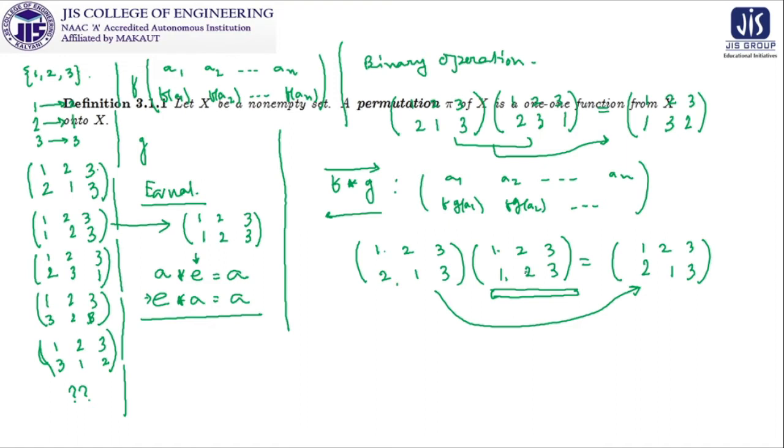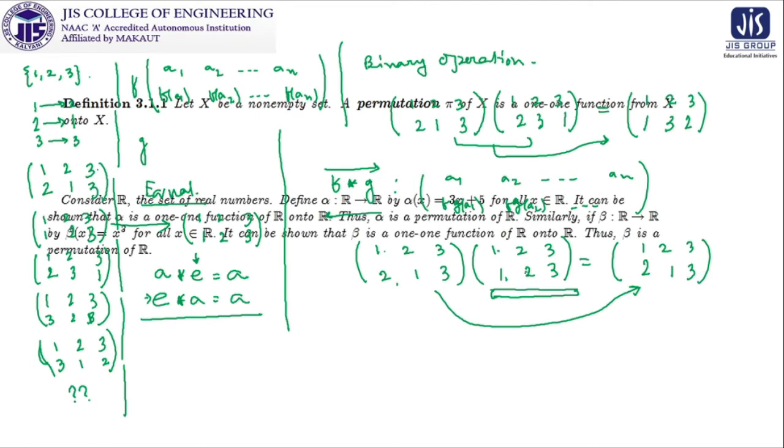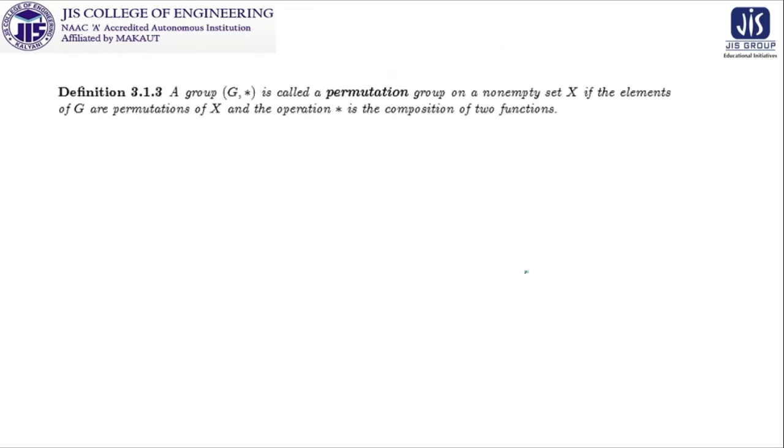Here we do have one definition: let X be a non-empty set. A permutation pi of X is a one-one function from X onto X, which we have already discussed. And now we go to the next part of this definition: a group G star is called a permutation group on a non-empty set X if the elements of G are permutations of X, and the operation star is composition of two functions. Composition of two functions in the context of permutations is already clear to you.